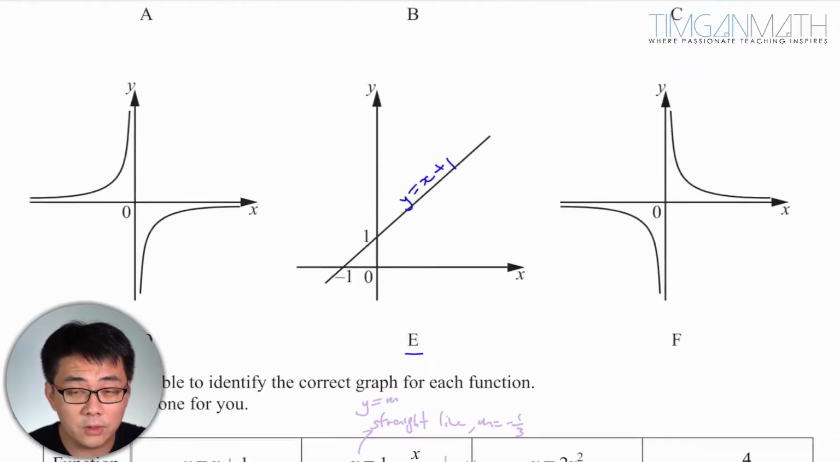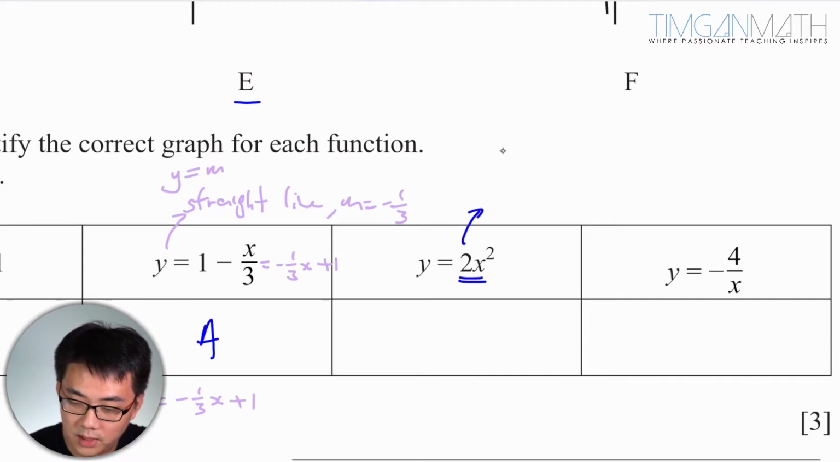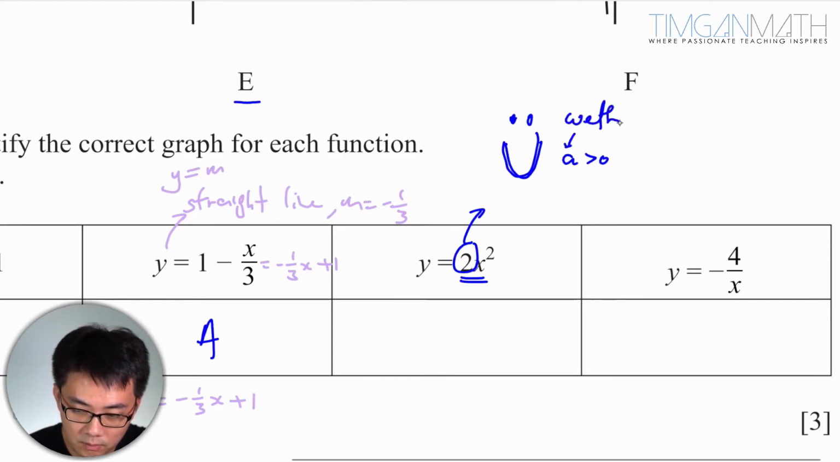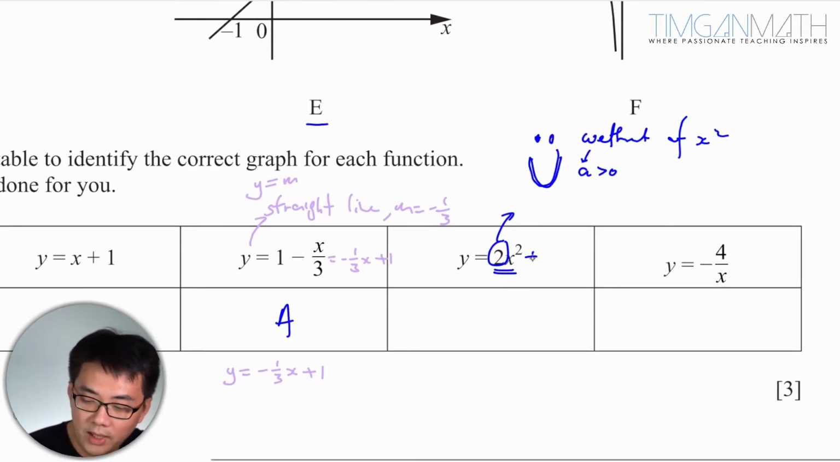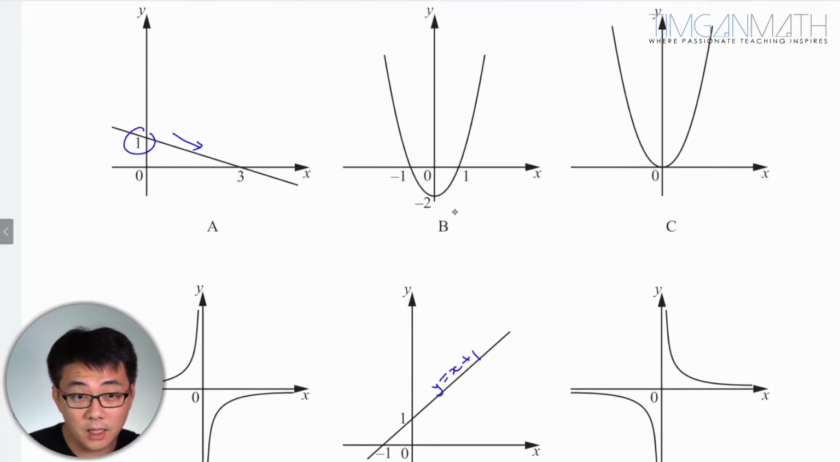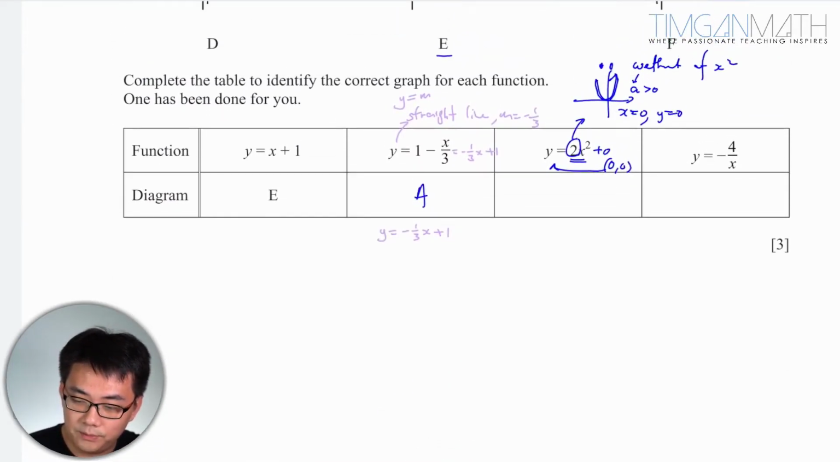Then y equals 2x squared. This is a quadratic curve. This quadratic curve is a smiling one because this is positive 2, right? Because a is bigger than 0, a meaning the coefficient of x squared. The y-intercept is, when x is 0, y is 0. So it has to touch the origin. 0, 0 is on this graph here. This one cuts at -2, so it has to be C. Alright. There you go.